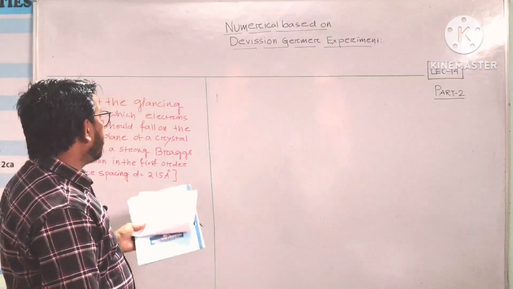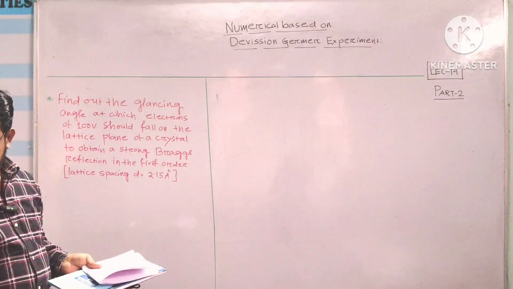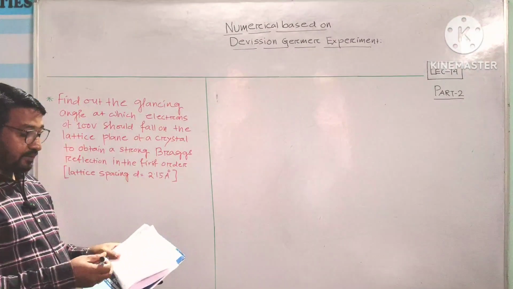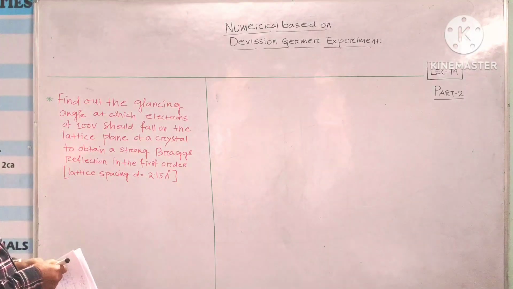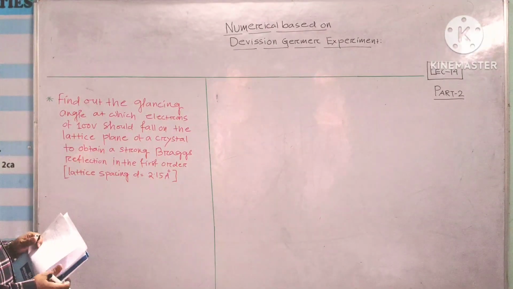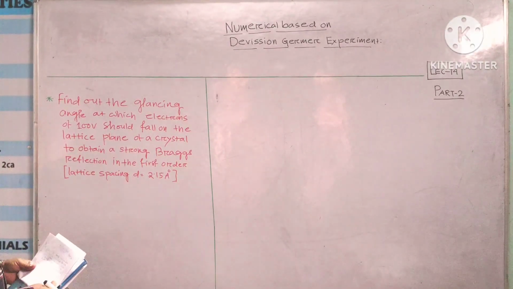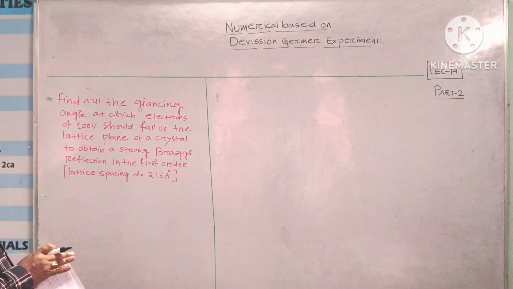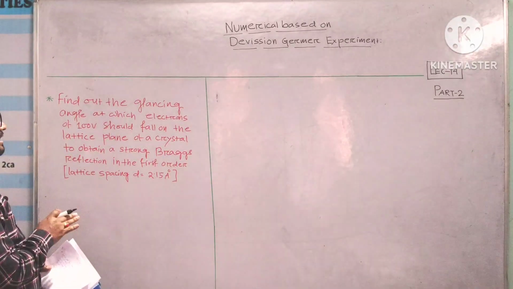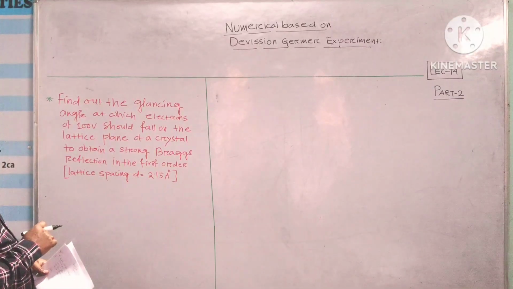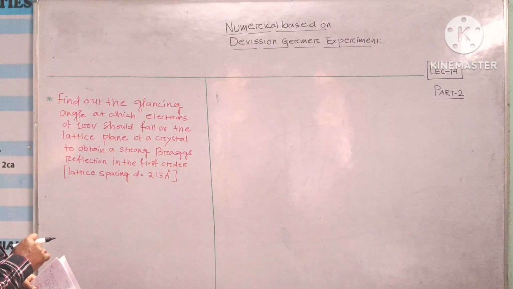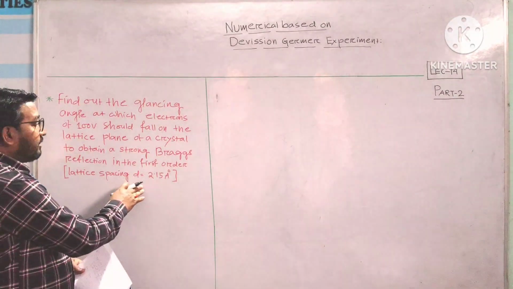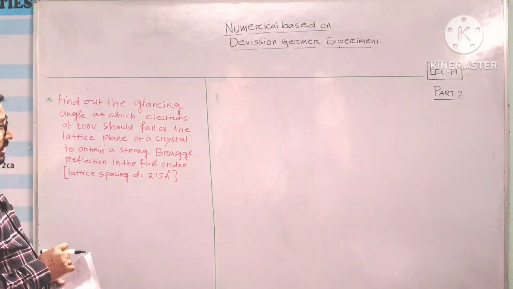So this is our first numerical problem, and the statement of this problem is like this: find out the glancing angle at which electrons of 100 volts should fall on the lattice plane of a crystal to obtain a strong Bragg's reflection in the first order, with lattice spacing d equal to 2.15 angstrom.